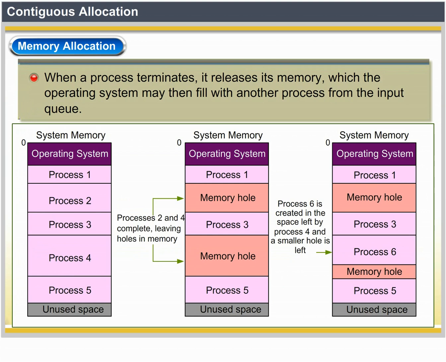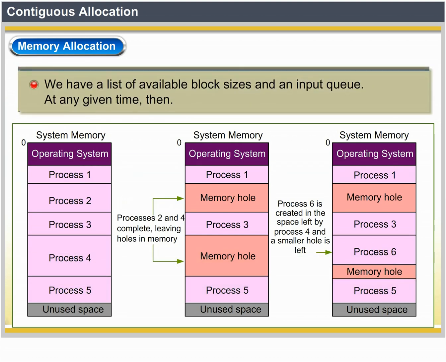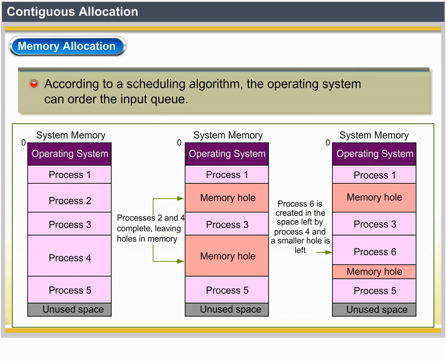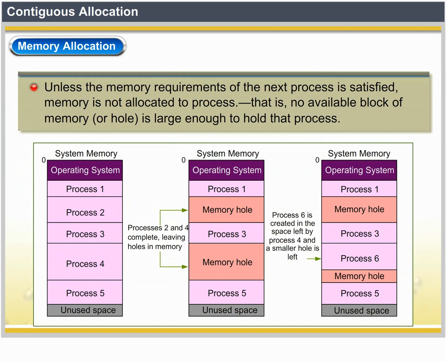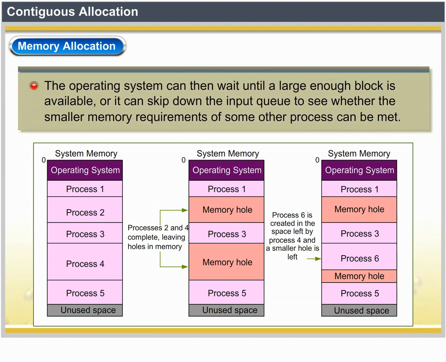At any given time then, we have a list of available block sizes and an input queue. The operating system can order the input queue according to a scheduling algorithm. Memory is allocated to processes until, finally, the memory requirements of the next process cannot be satisfied, that is, no available block of memory or hole is large enough to hold that process. The operating system can then wait until a large enough block is available, or it can skip down the input queue to see whether the smaller memory requirements of some other process can be met.